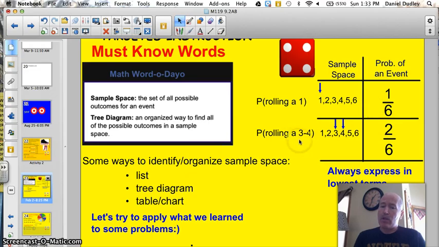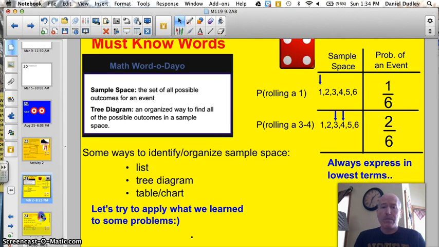What's the probability of rolling a 3 or 4, and what is the sample space? Well, again, here are all the possible combinations, and of course there are 2 possible outcomes that are favorable, so that's 2 out of 6 as the probability. Expressing that in lowest terms, that would be 1/3. So there are some different ways to organize sample space. A list is one way of doing it. A tree diagram is a great way, and so is a table and a chart. Let's see if we can apply what we've learned to some different problems.